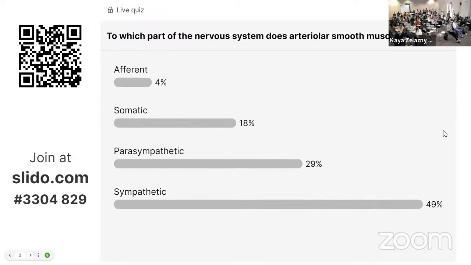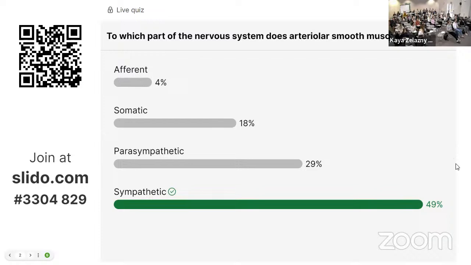All right, let's take a look. Okay, perfect. Yes, the answer is the sympathetic nervous system. So our efferent nerves going out are motor nerves. One of our branches is the autonomic nervous system. We have sympathetics and parasympathetics. It's those sympathetics, the fight or flight part of the nervous system that we were talking about last time, with all those different adrenergic receptors that we see in the smooth muscle in the walls of our arterioles.